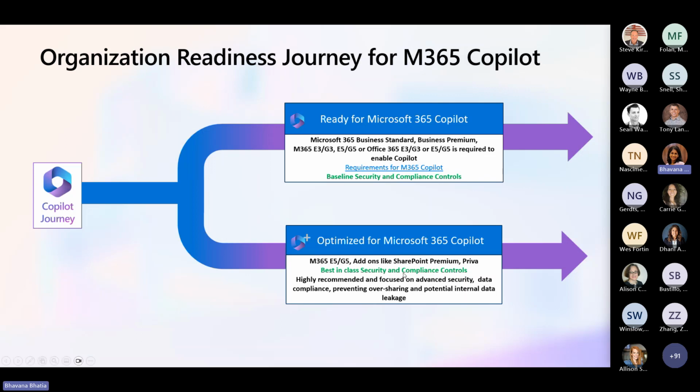I want to clarify that E5, G5, or any add-ons mentioned here are not mandatory prerequisites to roll out Microsoft 365 Copilot, but it will help organizations to automate and scale their data discovery needs, their data protection and data governance needs, and they can be on this optimized path for Microsoft 365 Copilot readiness. In today's session, we will focus on Microsoft Purview capabilities that can help you with Copilot readiness. We will be covering how SharePoint Premium can help you in your Copilot journey in our next session, which is on February 15th.